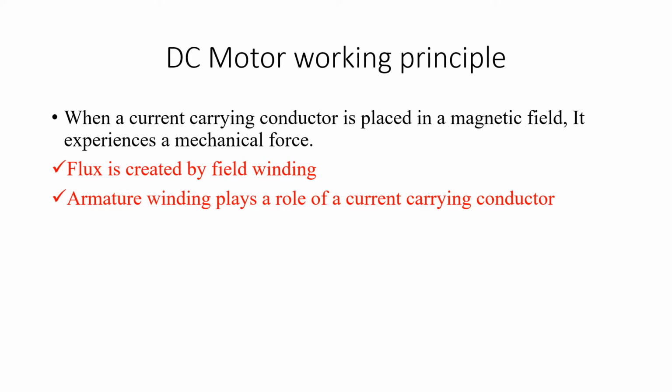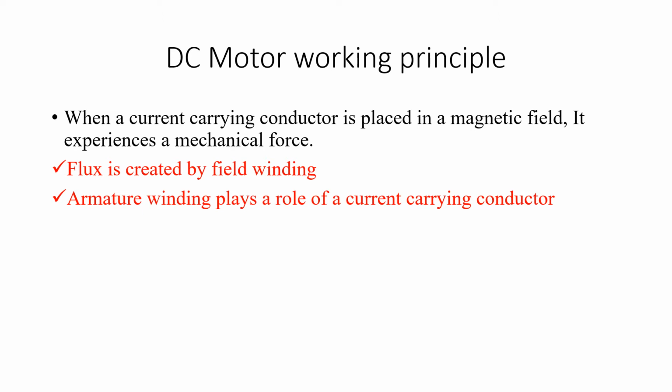For that, we want to pass current through the conductor. For the magnetic field, we use a permanent magnet for small torque applications, such as battery applications. For the remaining applications, they use field windings. That field winding will produce the flux. Then the armature winding plays the role of the current carrying conductor.